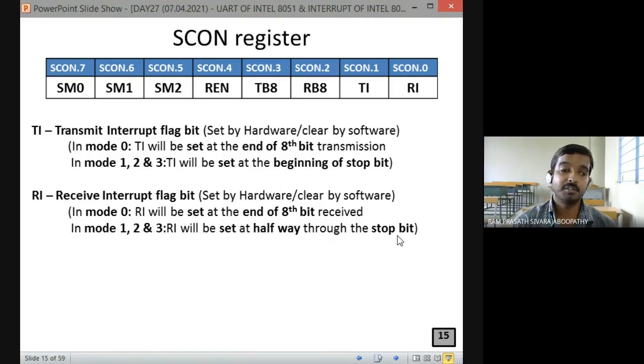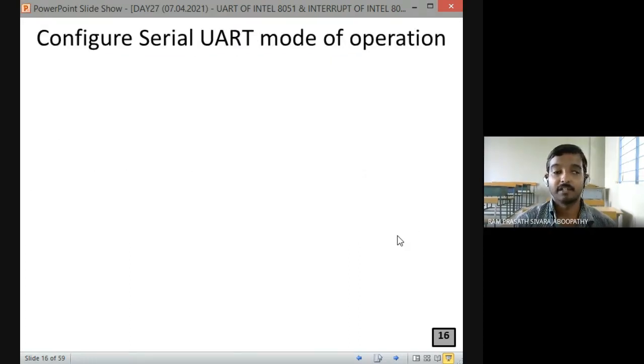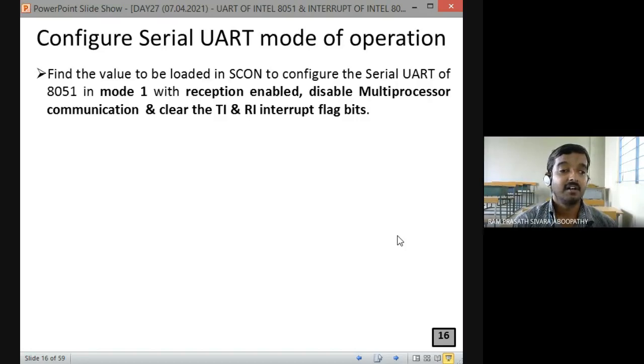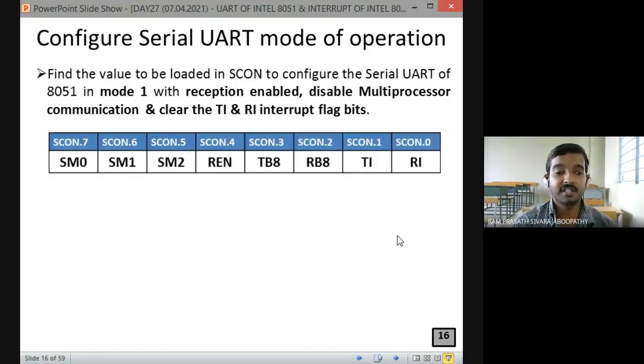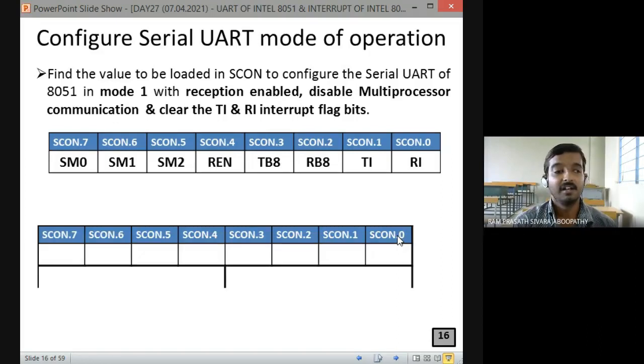So that's all about the SCON register and its functionality. Each bit in SCON has a different function. Now we will go with the modes of operation. First we will go with the mode 0 operation. Before that, we have to know how to configure the serial UART of the 8051. To configure or control the serial UART of the 8051, which register do we have to use? SCON register.